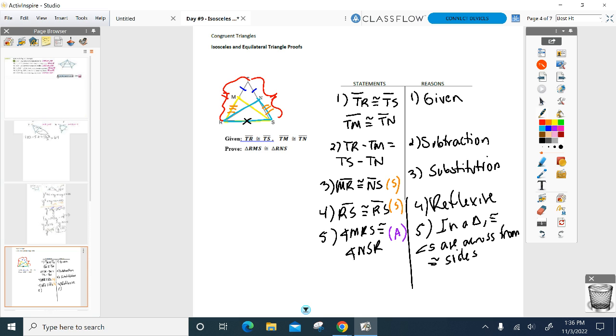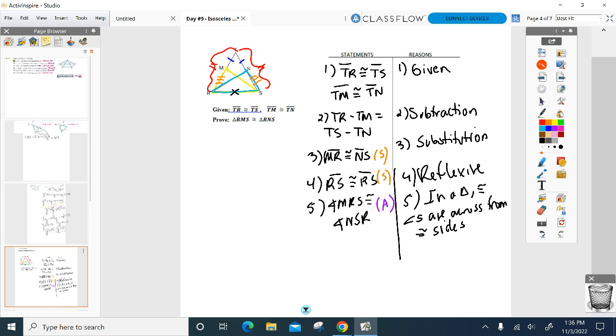So now we have to start looking for isosceles triangles too. All right, we need to start looking for isosceles. And then that should be enough. Step 6 should be it. Side angle, side.